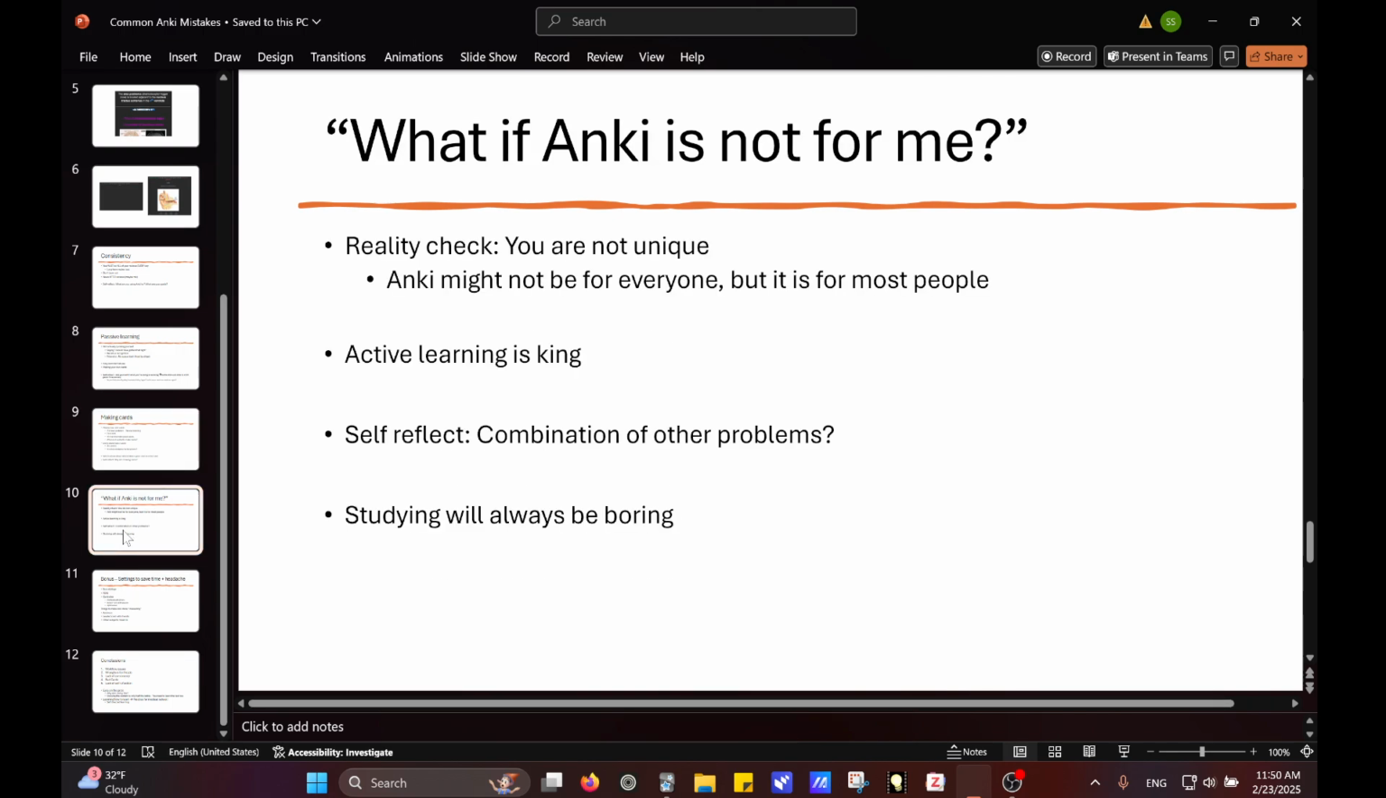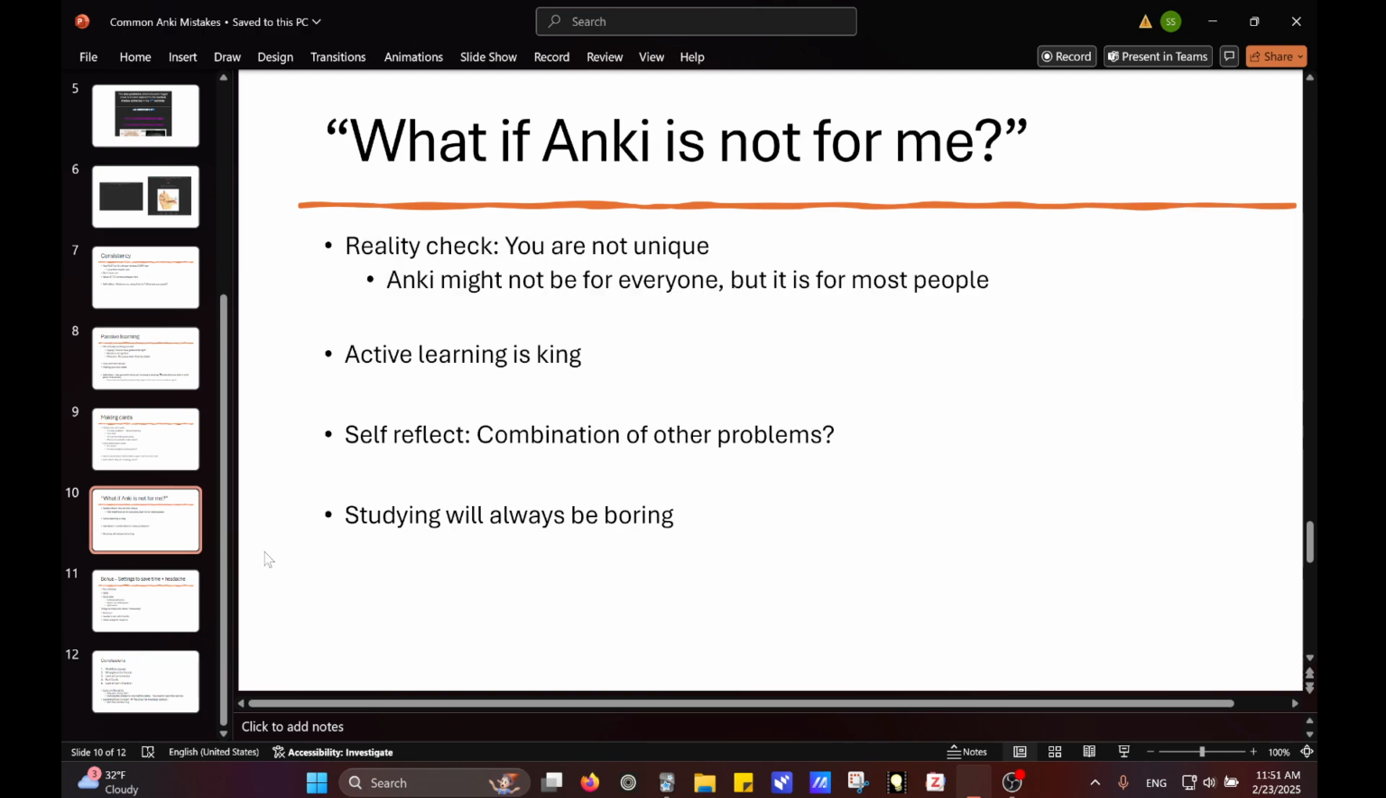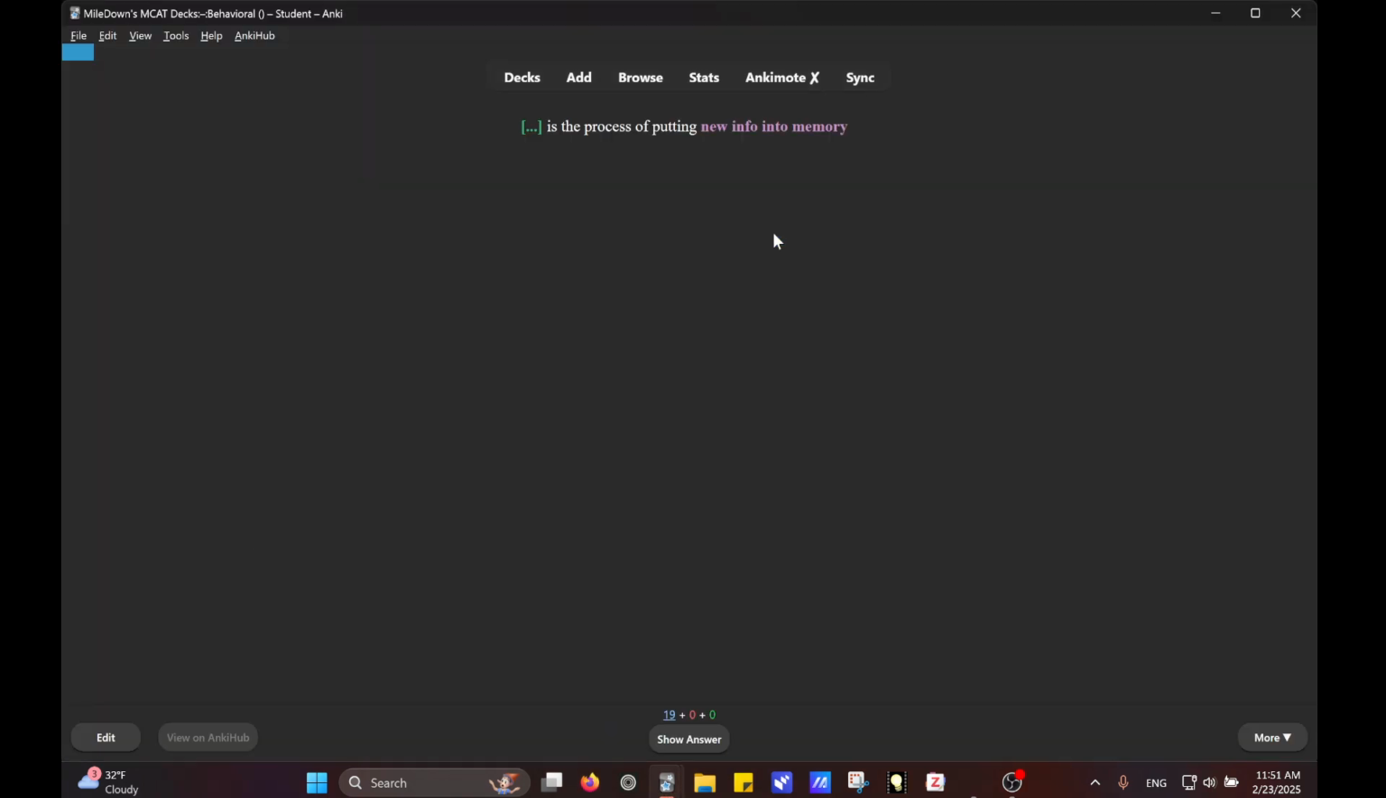Okay. A lot of people think to themselves, Anki is not for me. They use it for a few days and then they don't go through it. But I would like to caution you against thinking this way, because most people are actually the same. You are not actually unique. A lot of people do Anki for a few days and they think to themselves, I don't like this, this is boring. But guess what? Studying sucks. Studying is boring. It's always going to be bad.